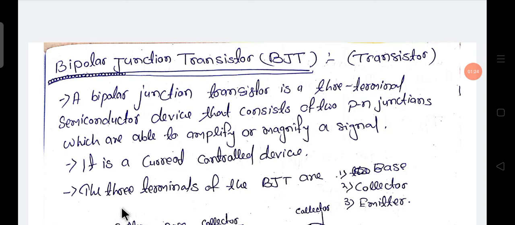This device is able to amplify or magnify the signal. And it is a current control device. That means this device can be controlled by using a current source, not a voltage source. The three terminals of BJT are base, collector and emitter.